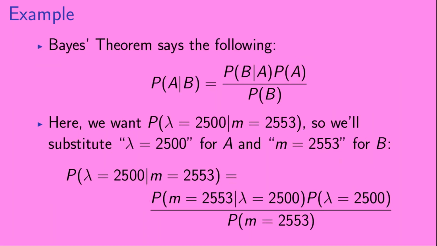Okay, so Bayes' theorem says the following. The probability of A given B is equal to the probability of B given A times the probability of A divided by the probability of B. Here we want the probability that lambda equals 2500 given that m equals 2553, so we'll substitute lambda equals 2500 for A and substitute m equals 2553 for B. So our equation becomes the following. The probability that lambda equals 2500 given that m equals 2553 is equal to the probability that m equals 2553 given that lambda equals 2500 times the probability that lambda equals 2500 divided by the probability that m equals 2553.